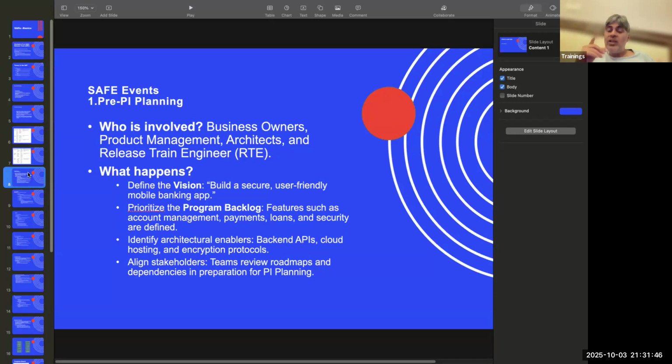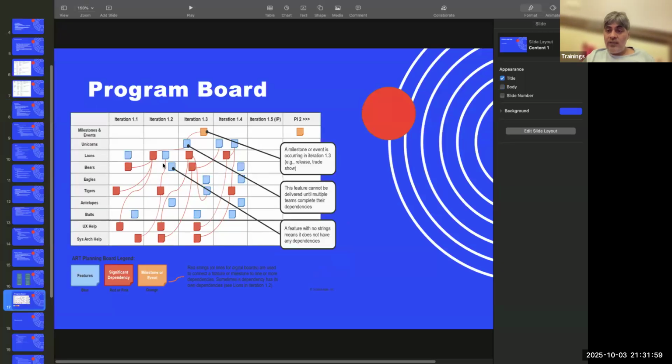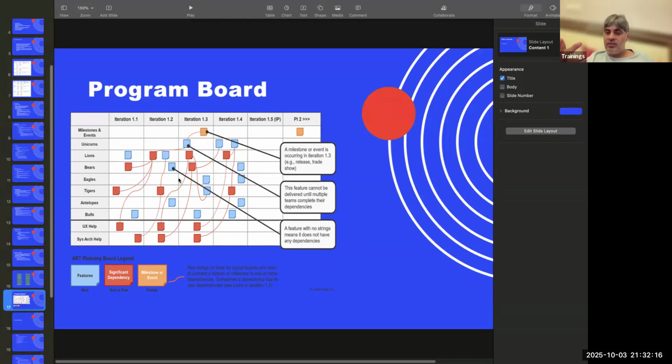Okay. What happens in the inspect and adapt event? System demo. Combined system demo of all the features which we have built during this. All the features which we have built during this, all these features. Okay, then Sudipta, what happens then? Then what is the other thing?